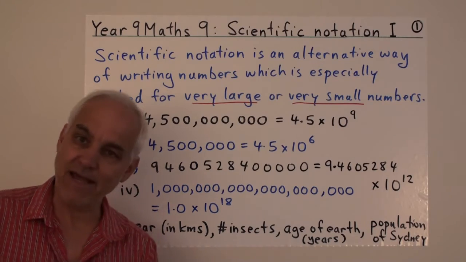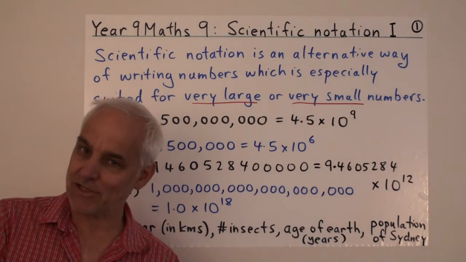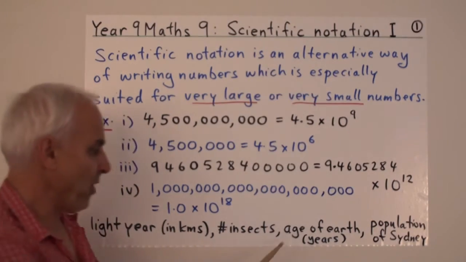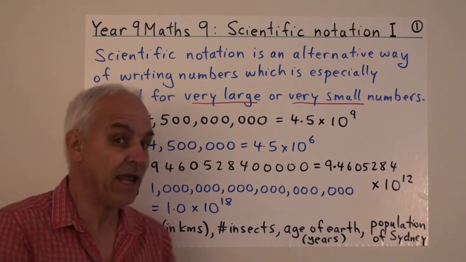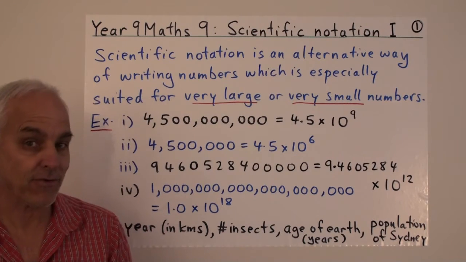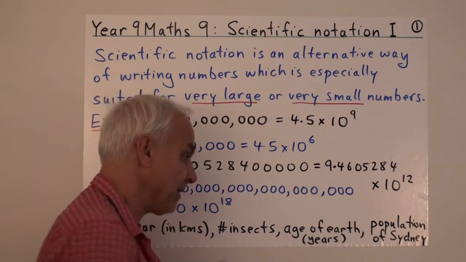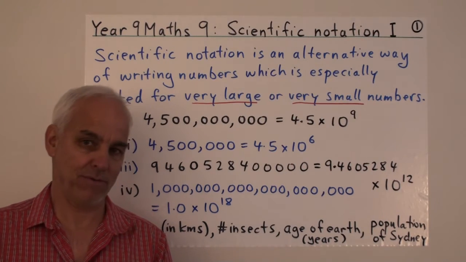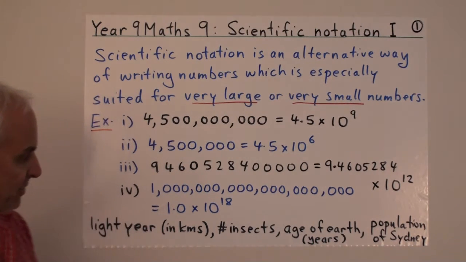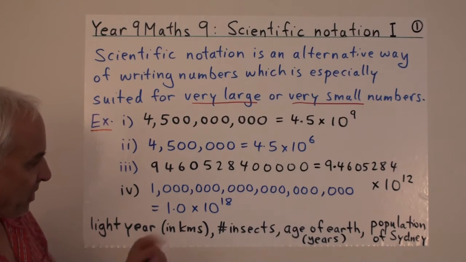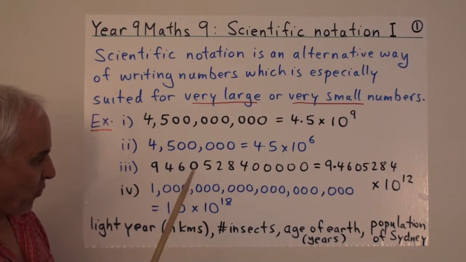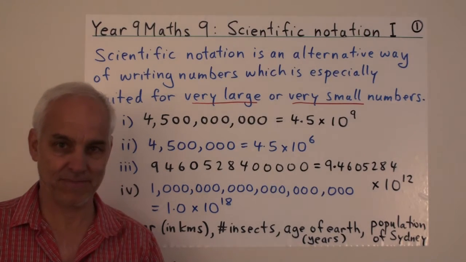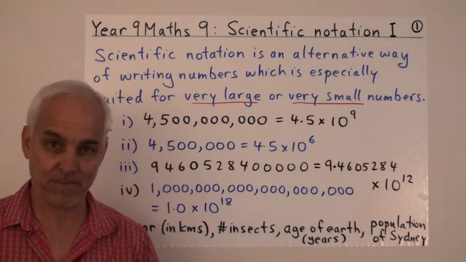One of the other numbers is an estimate for the number of insects on planet Earth. Another one is an estimate of the age of the Earth in years. And the other one is the population of Sydney round about now. So I'll give you a little challenge to try to figure out, just looking at these four numbers, which of these four numbers corresponds to which of these descriptions. See if you can figure it out.